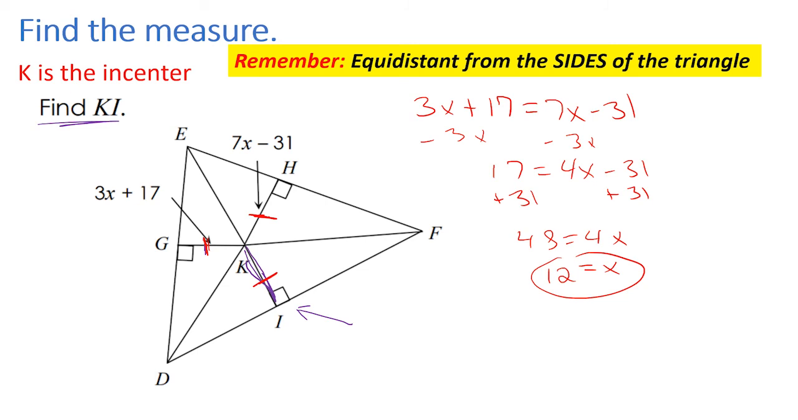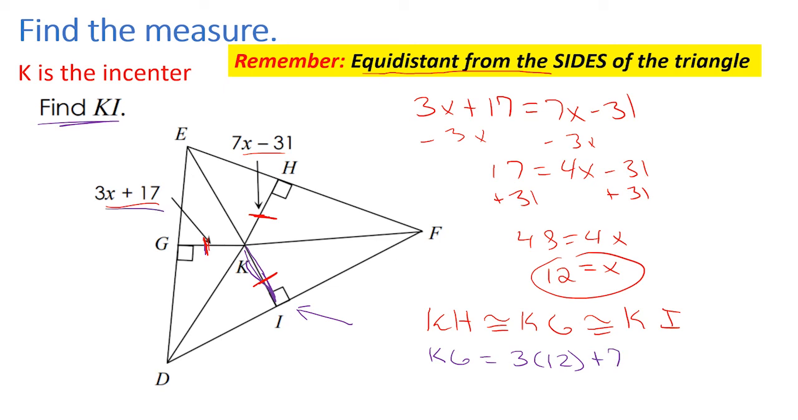So we could simply plug it into either one of these expressions because, again, since the incenter is equidistant from the sides, we can conclude that KH is congruent to KG is congruent to KI. All right, so I'm going to plug it in to KG. I could plug it in to KH, doesn't matter, get the same thing. So KG would be 3 times 12 plus 17, because KG is here. So that would be 36 plus 17, and that would be 53. So if KG is 53, since KG is congruent to KI, that would make KI 53 as well. So we have found KI.